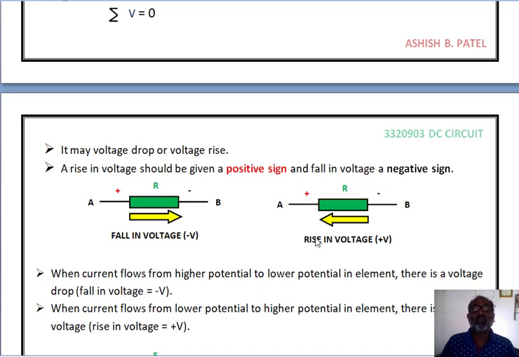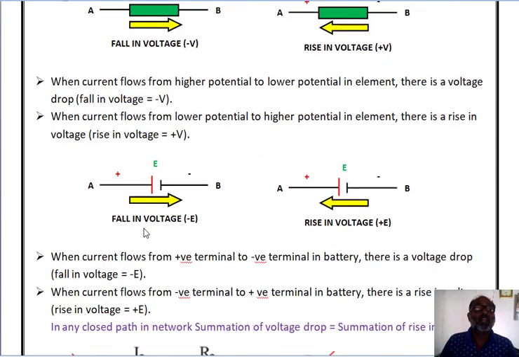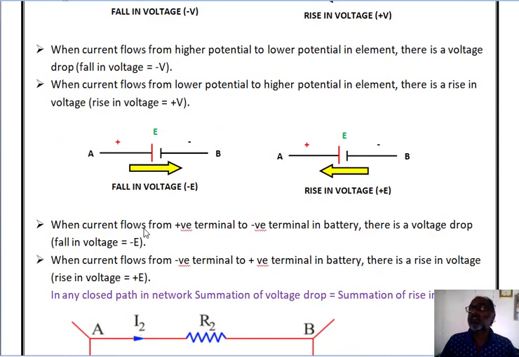So that time, that means when the current flows from lower potential to higher potential, there is a rise in voltage, and rise in voltage is represented by positive sign. So here we can write positive V. So it is most important to solve the networks by using KVL and KCL.